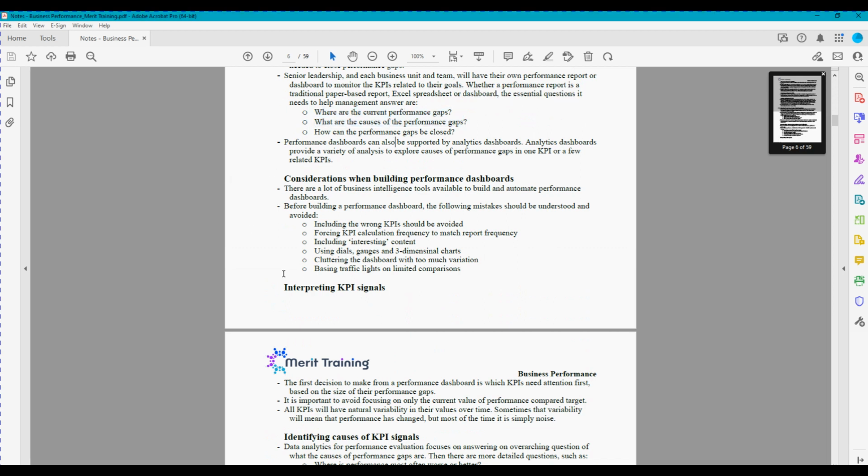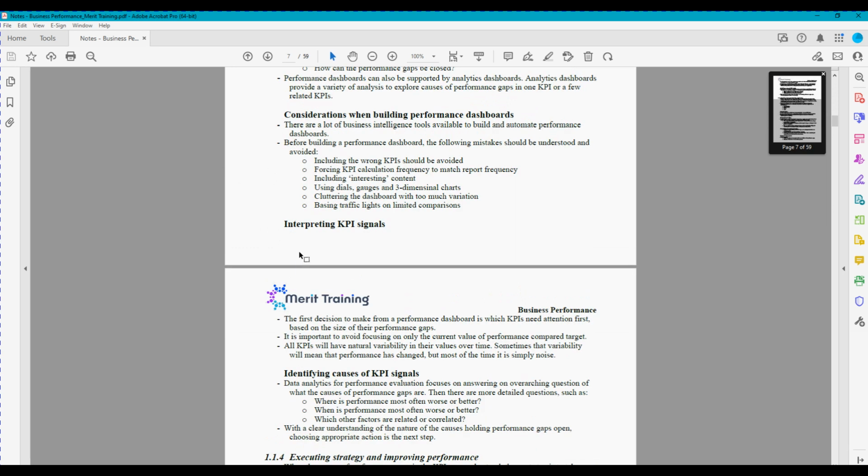So before building a dashboard, we should really consider the following mistakes to understand them and to avoid them. Number one, we need to avoid including the wrong KPIs. Number two, we need to ensure that the KPI calculation frequency matches the reporting frequency. For example, if we need to do monthly reporting, but we're only calculating the data quarterly, we're going to have trouble with our reporting. Number three, it needs to include interesting content so that it can help management answer questions. They can get the information out of it.